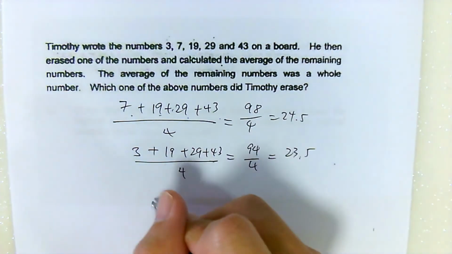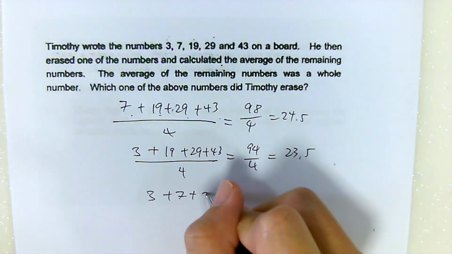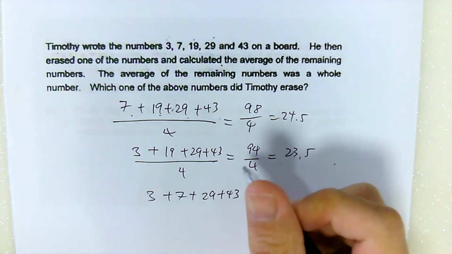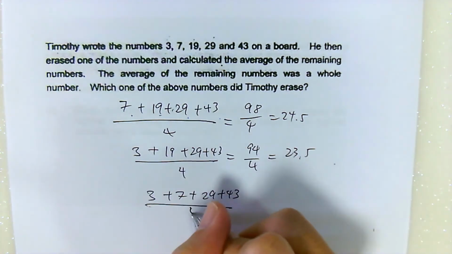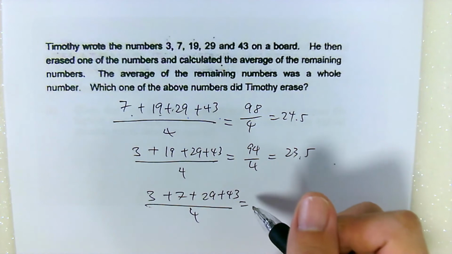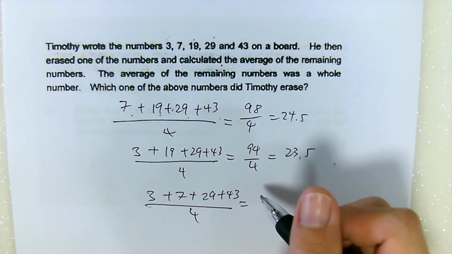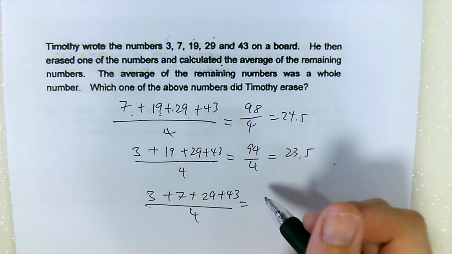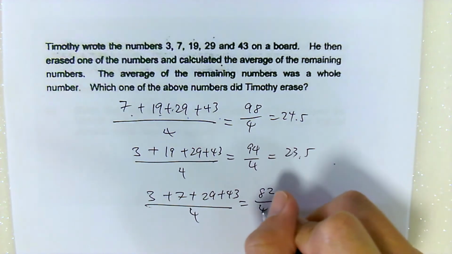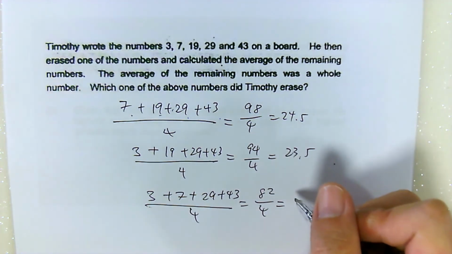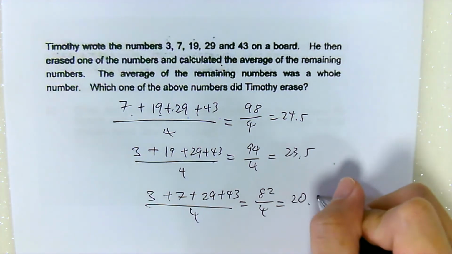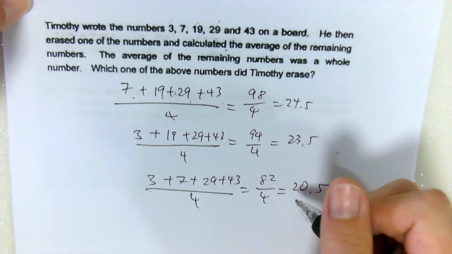Now let's erase 19. So it's 3 plus 7 plus 29 plus 43. In this case we erase 19, divided by 4 again. So 3 plus 7 plus 29 plus 43, and that will be 82. 82 divided by 4 is 20.5. So again, 19 is not the answer.